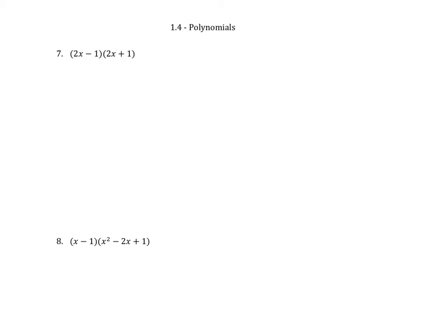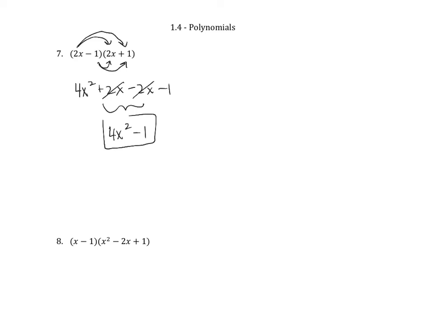Okay. So number 7, same thing. So 2x times 2x is 4x squared. 2x times 1 is 2x. Negative 1 times 2x is negative 2x. And negative 1 times 1 is negative 1. Notice the middle two here are opposites. So those cancel out. And just leave 4x squared minus 1.